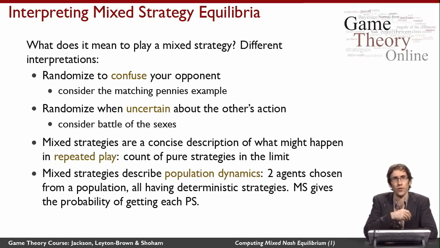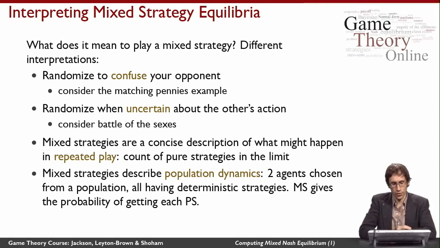There are two other interpretations that I'll mention here just to be complete. We can also think of mixed strategies as a concise description of what would happen if nobody randomizes, but we just play the game repeatedly. So you can think of a mixed strategy as the count of the pure strategies that would occur in the limit. And you can see how that might also describe what happens in the Battle of the Sexes game, where if we're bouncing back and forth between the different strategies, weighting ourselves in that 2/3, 1/3 way, we would be in equilibrium, and sometimes we would miscoordinate.